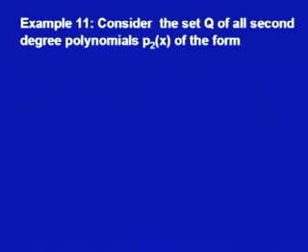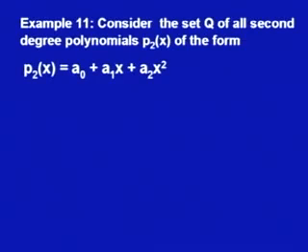In the next example, we consider the set Q of all second degree polynomials of the form P2(x) equal to a0 plus a1x plus a2x squared such that the coefficients are related by the relation a1 is equal to a0 plus 1. So, it is not all polynomials, but only those polynomials which satisfy this relation.